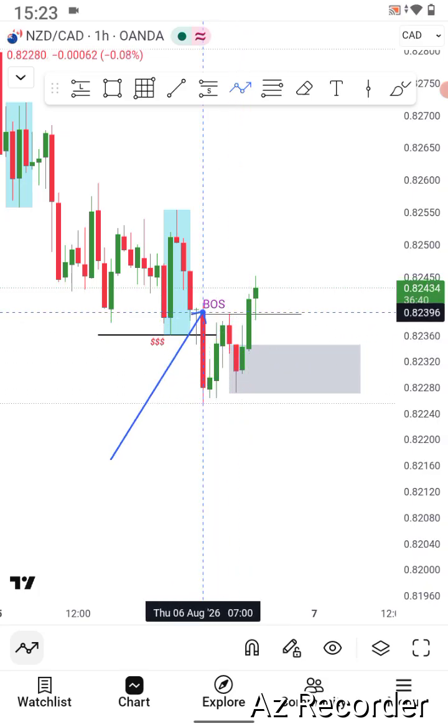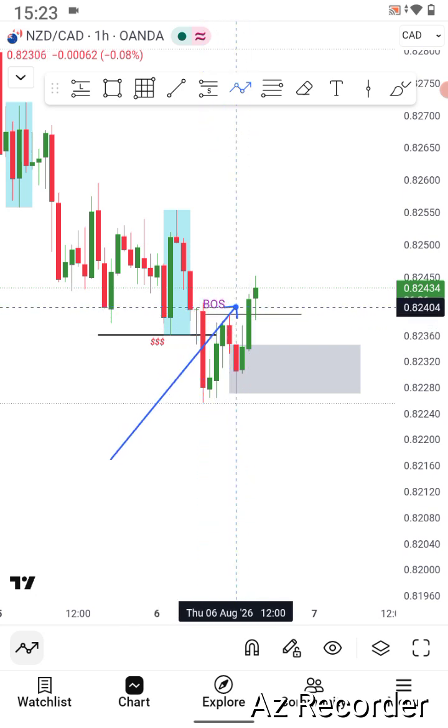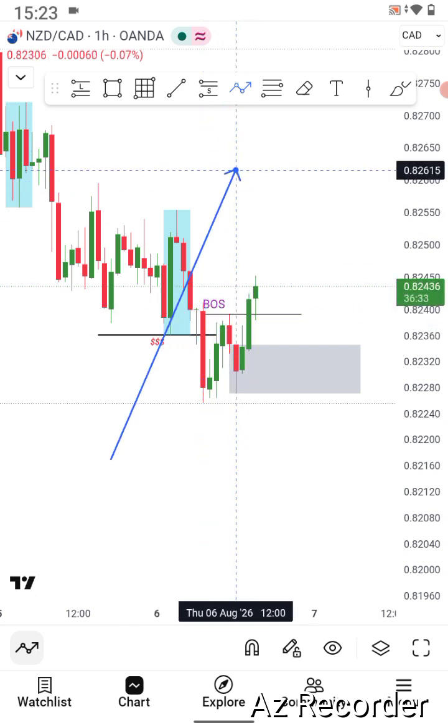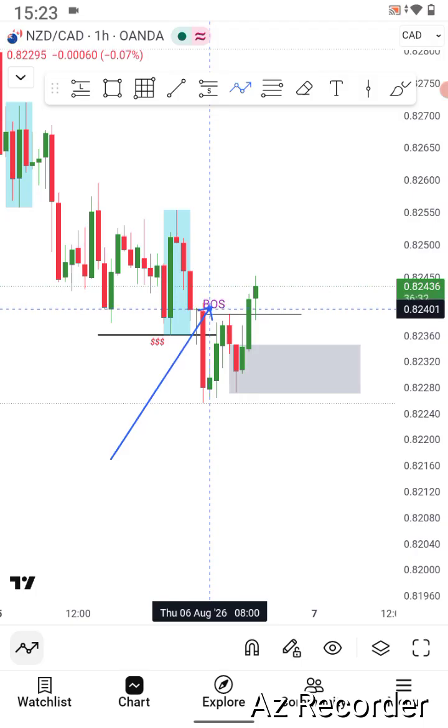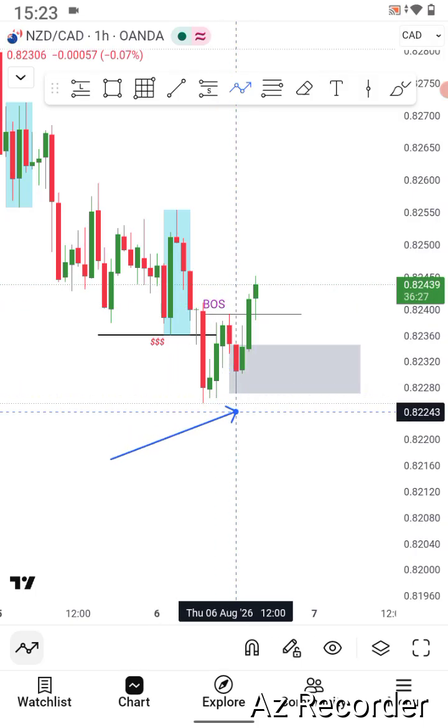Normally, if you are very bullish, when the market closed above this candle, I'd shoot my buy immediately. Are you seeing it now? And then my stop will be below here. I'll shoot for my buys and then my stop will be below here.